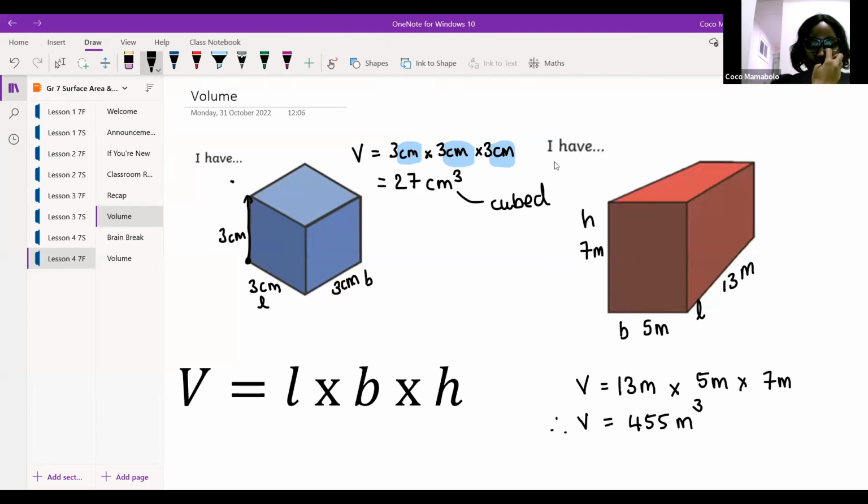Excellent. Okay, can I get a thumbs up, thumbs down? How do we feel about calculating for volume? There we go, Riabetsui. You just forgot the cubed at the end, but you've got the correct answer, my sweetie. Well done.